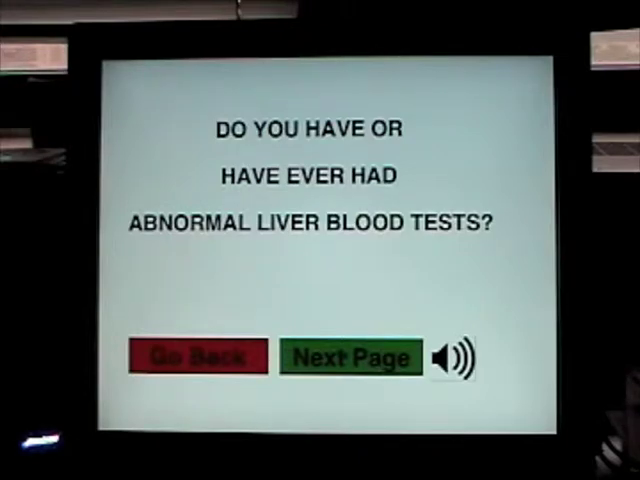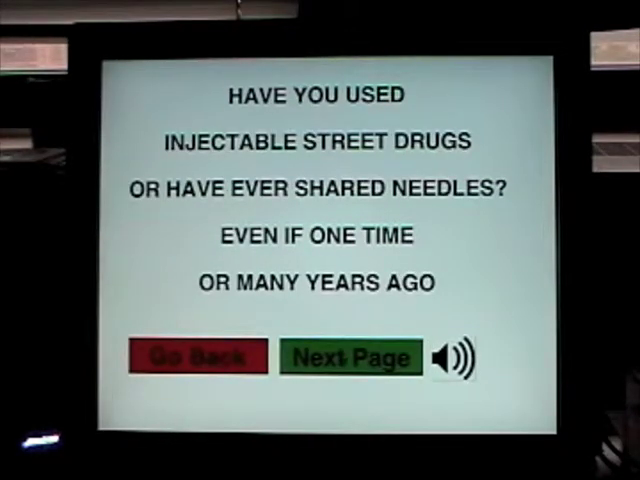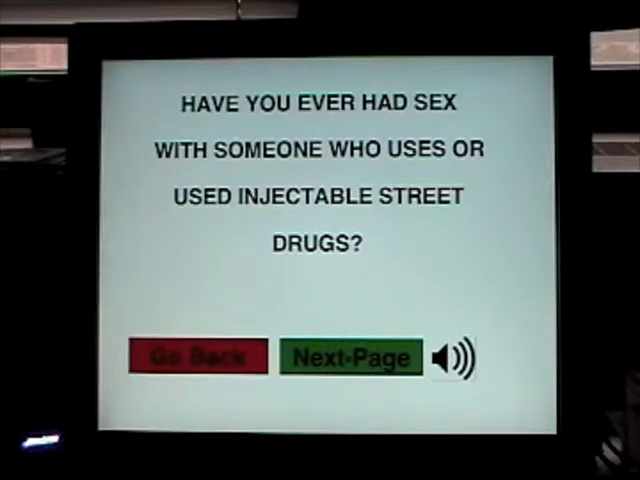Do you have or have ever had abnormal liver blood tests? So in these, start off with some non-embarrassing questions. Have you ever used injectable street drugs or have ever shared needles, even if one time or many years ago? Then, have you ever had sex with someone who uses or used injectable street drugs? So bear in mind, the speakers would be used inside an enclosed setting like a small room or a closet. We're actually going to be using disposable headphones when we start with this survey. Obviously, I don't think people are going to feel all that comfortable if these questions are being asked out loud.